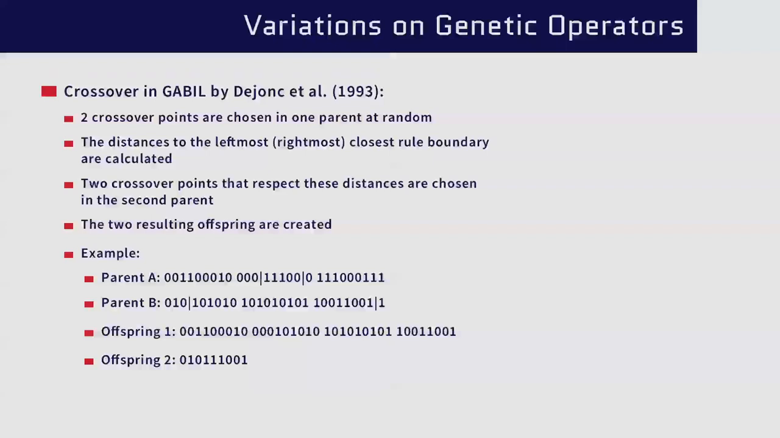There has been a lot of work done on variations for crossovers. For example, as early as in 1993, in a system called Gabil, De Jong and others proposed extending the 2 points crossover we mentioned earlier, in which 2 points are chosen in one parent at random. The distance to the closest rule boundary on the left or on the right are calculated, and 2 crossover points that respect these distances are chosen in the second parent. Then the 2 resulting offsprings are created.